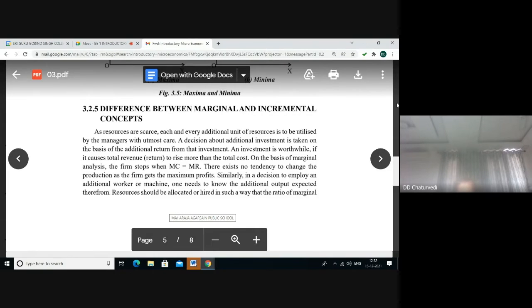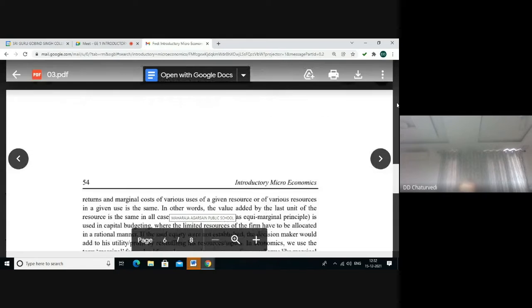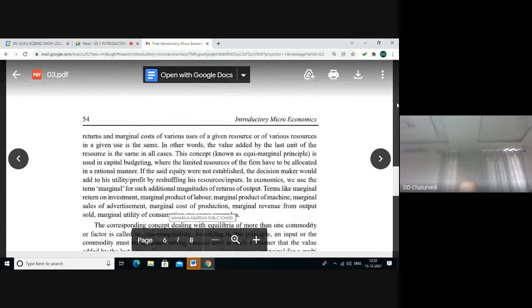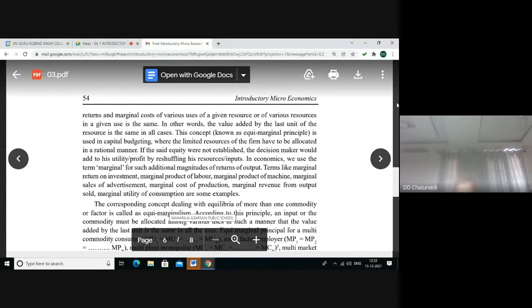Similarly, in a decision to employ an additional worker or machine, one needs to know the additional output expected therefrom. The resources should be allocated or engaged in such a manner that the ratio of marginal returns and marginal costs of different uses of a given resource, or of various resources in a given use, is the same. In other words, the value added by the last unit of the resource is the same in all the cases. This principle is called the equi-marginal principle. If this equality is not established, the decision maker can add to utility or profit by reshuffling the resources or inputs.